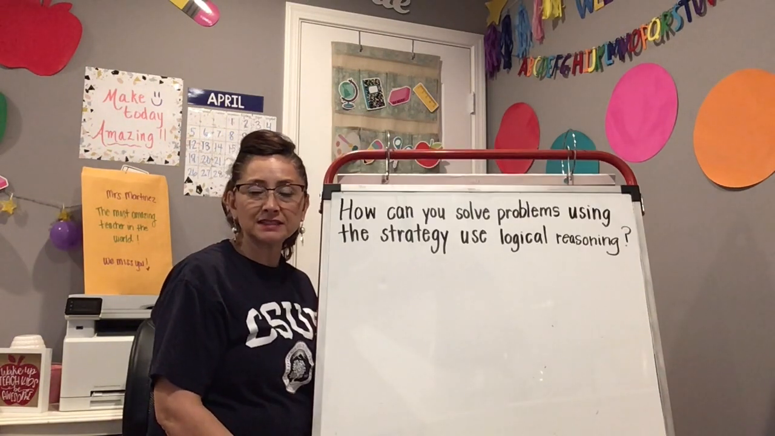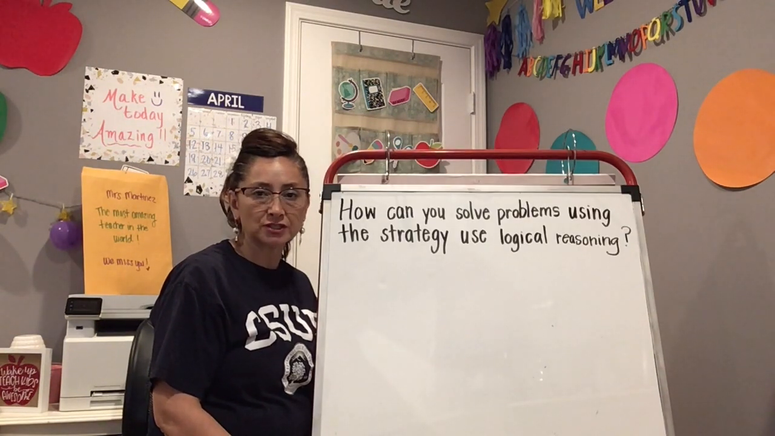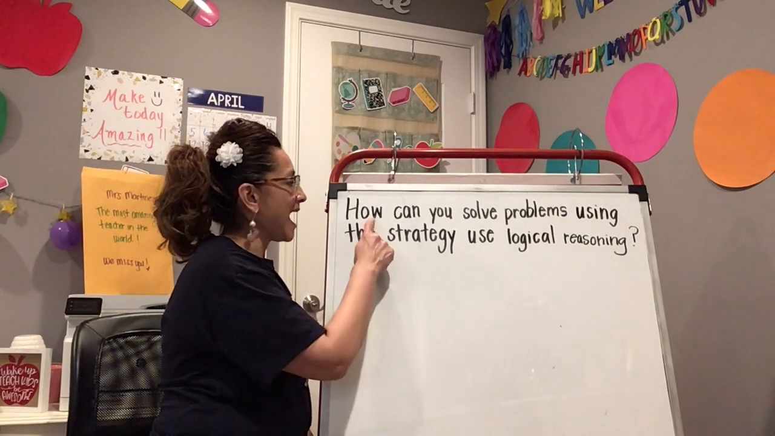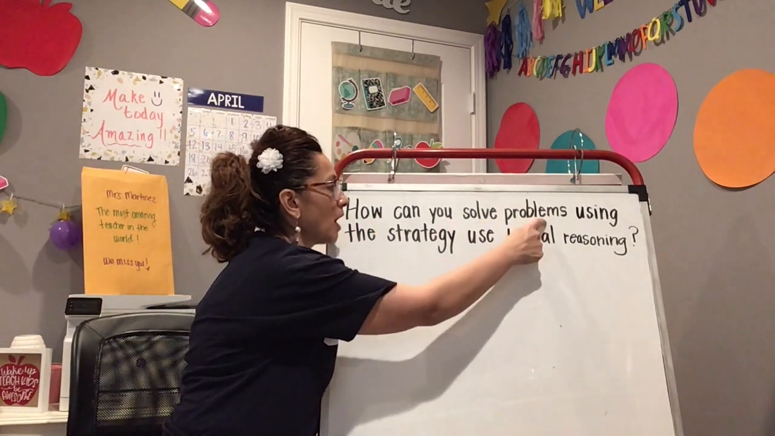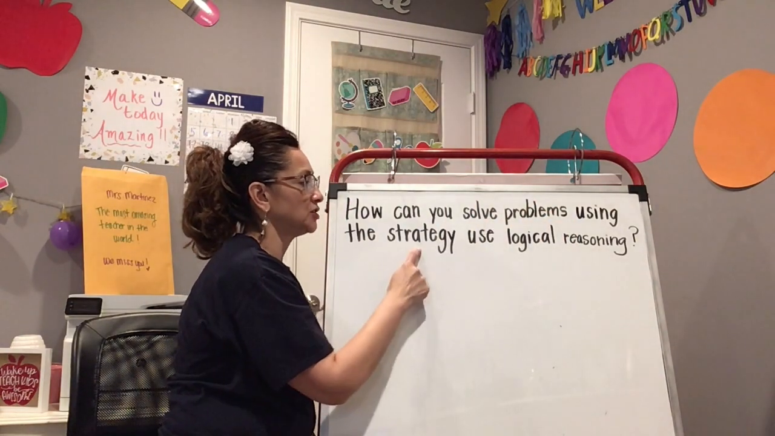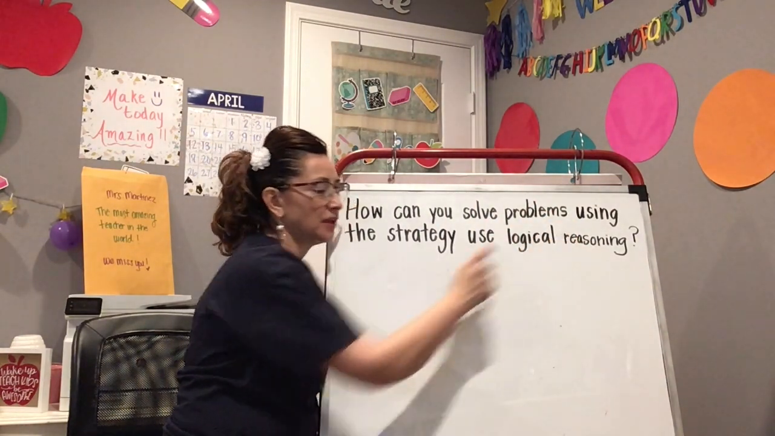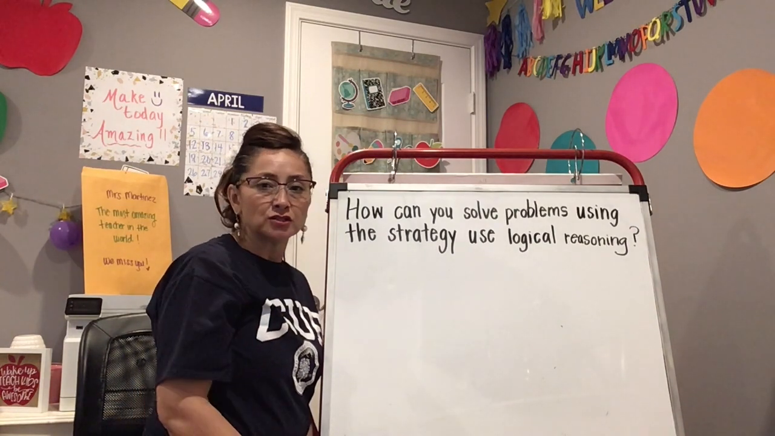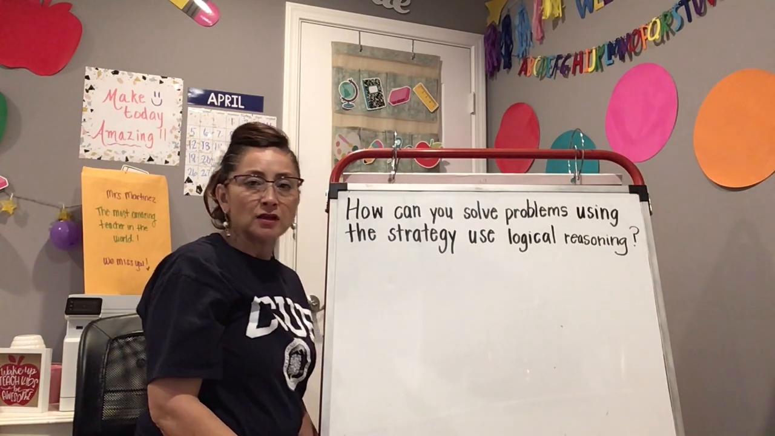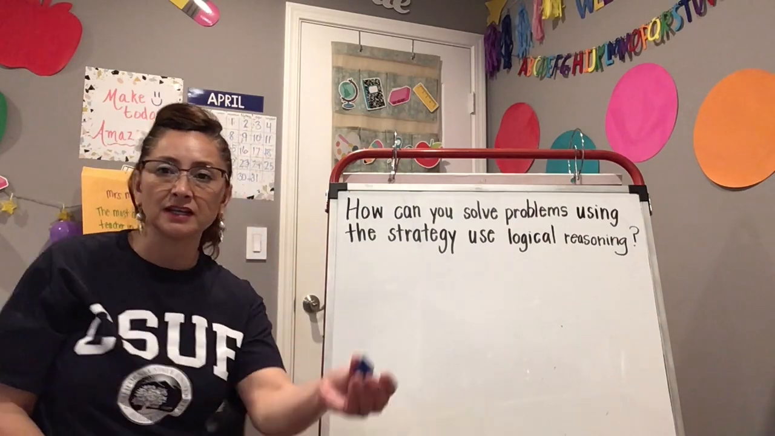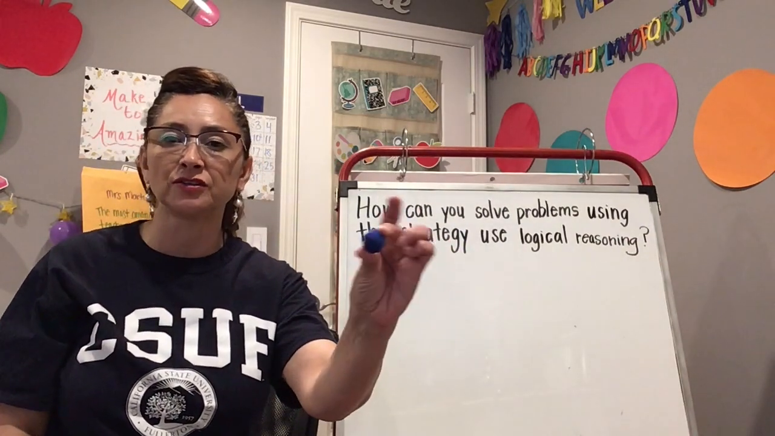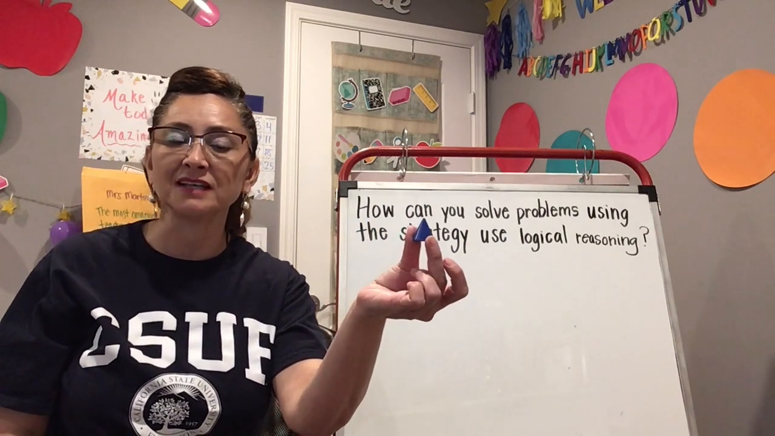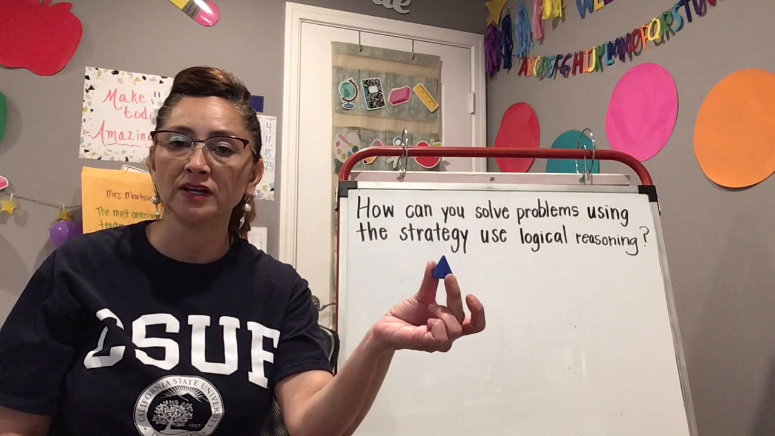Okay, boys and girls, let's take a look at our essential question. Our essential question reads, how can you solve problems using the strategy use logical thinking? Remember, we can use logical thinking to help us solve a problem. So I would like you to take a look at this shape. I'm going to show you this shape. Do you remember the name of this shape? Yes, that's right. This is a cone.